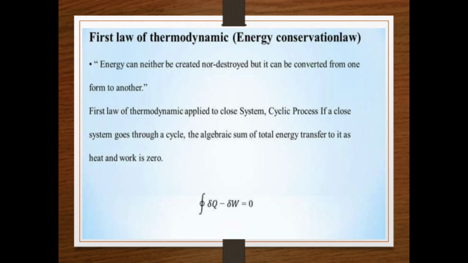A cyclic process: if a closed system goes through a cycle, the algebraic sum of the total energy transfer to it as heat and work is zero. Here the cyclic integral of delta Q minus delta W equals 0. That means cyclic integral of delta Q equals cyclic integral of delta W.